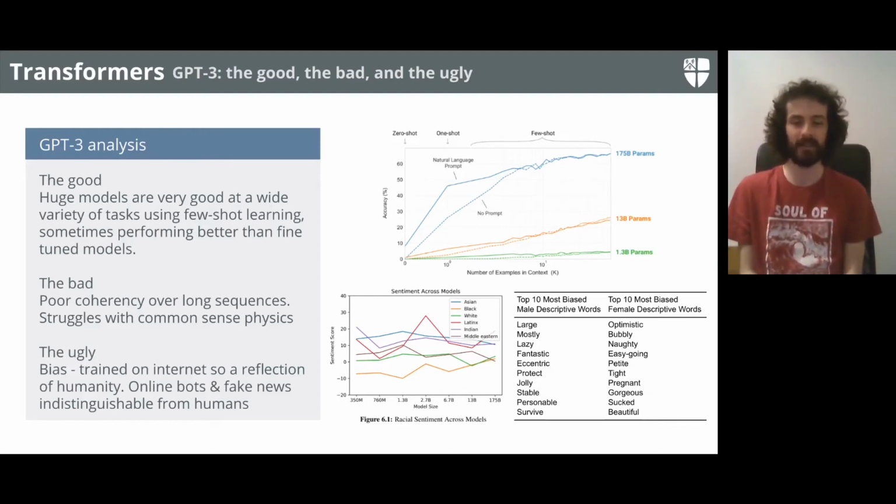Chris has been doing some work with another PhD student on few shot: give it an example of some unbiased text, and then give it the task afterwards, and I think it's less biased.